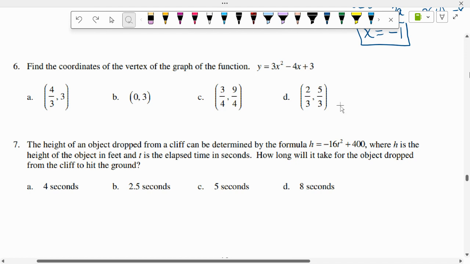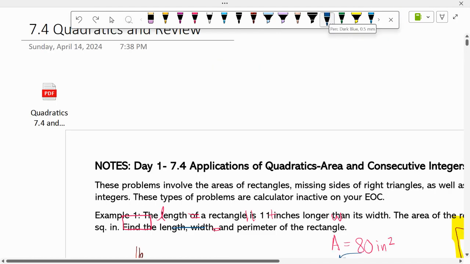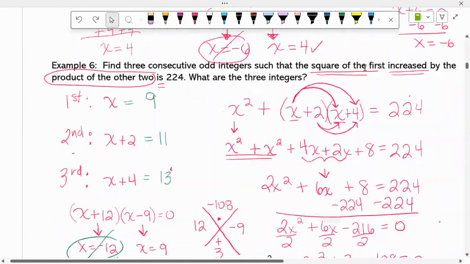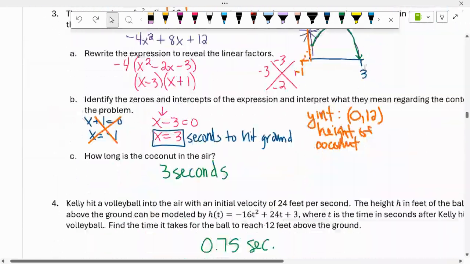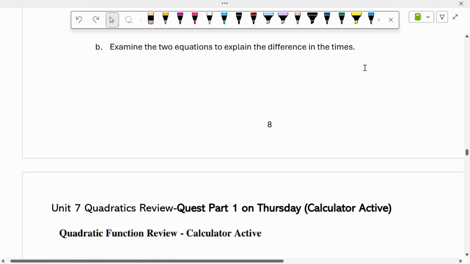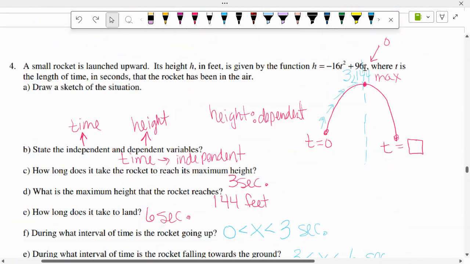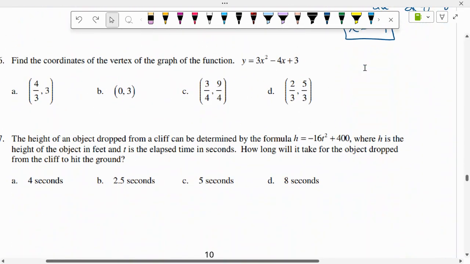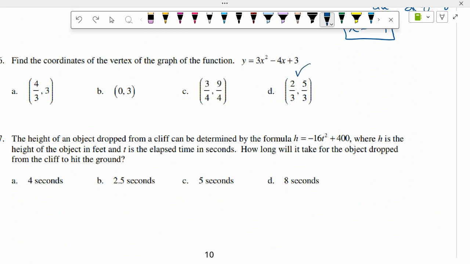So 0.66, that's 2/3, and 1.66, that's 1 2/3. So it crosses at 2/3 and 1 2/3. It crosses at 2/3 and 1 2/3. We have to turn the mixed number 1 2/3 into an improper fraction. But this is the only one that has 2/3 in it. So this is where it crosses.